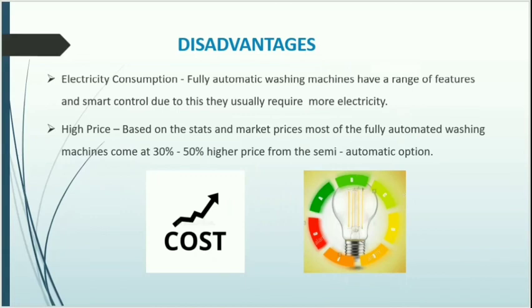There are very few disadvantages of a fully automatic washing machine, and they are electricity consumption. Fully automatic washing machines have a wide range of features and smart control systems. Due to this, they usually require more electricity. And the second one is high price. Based on the market prices and stats, most of the fully automatic washing machines come at 30 to 50% higher than the semi-automatic washing machines.